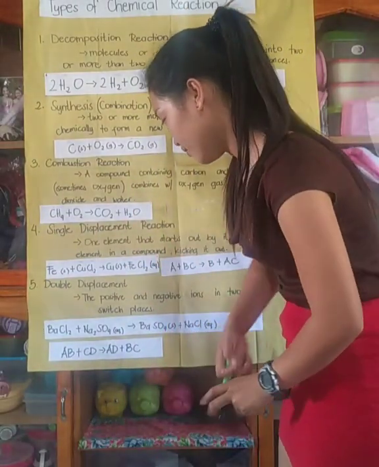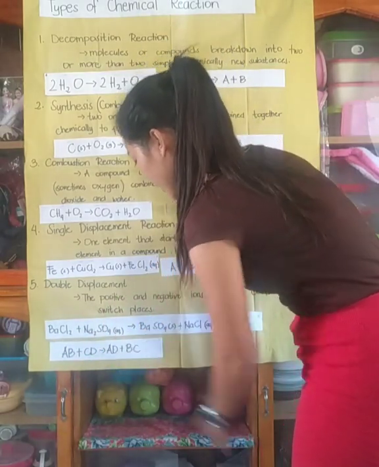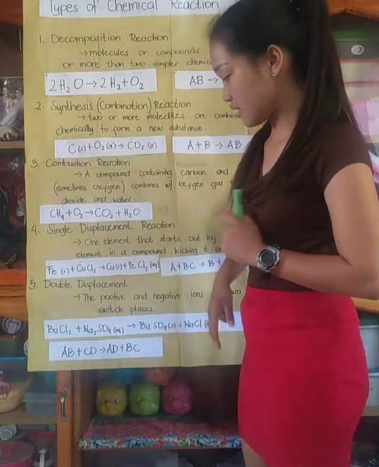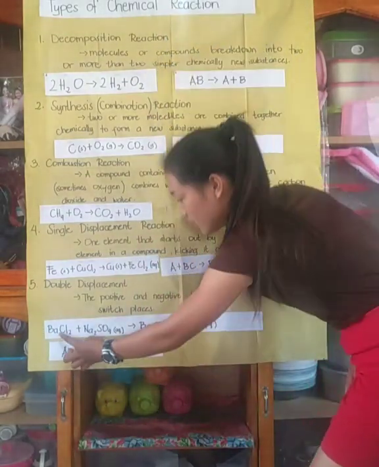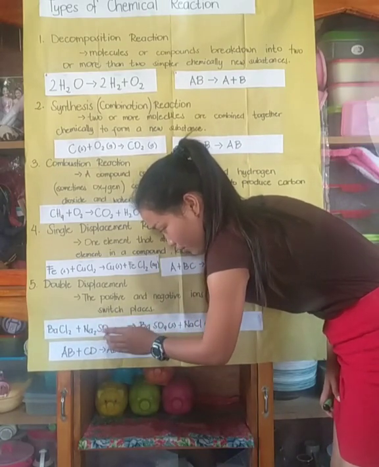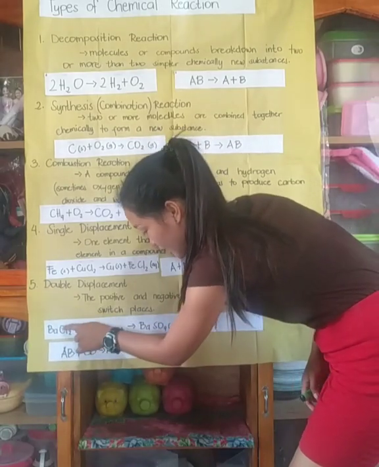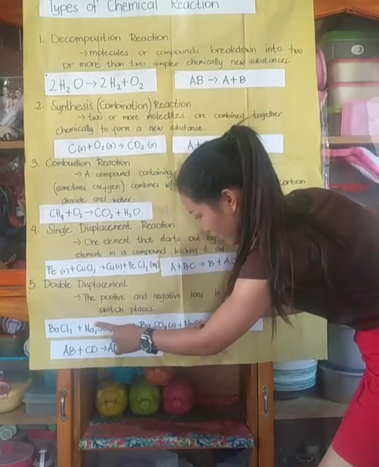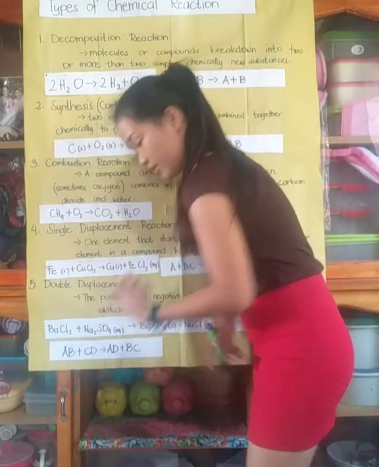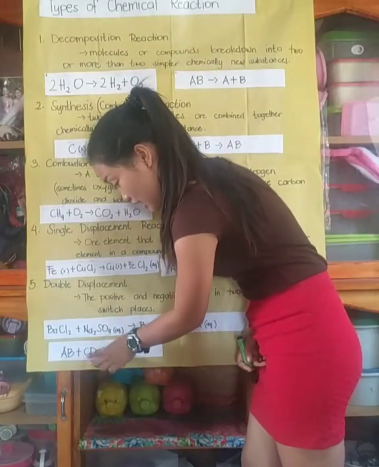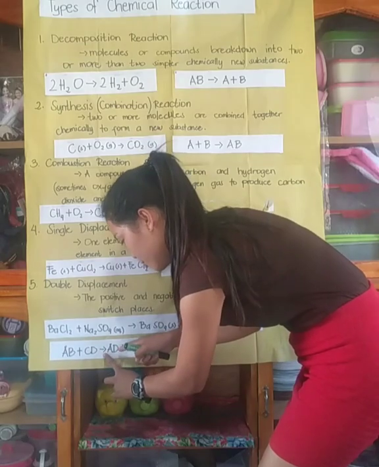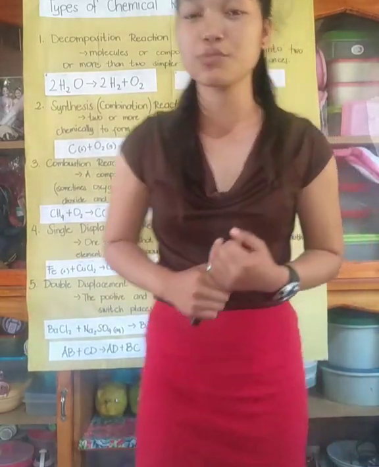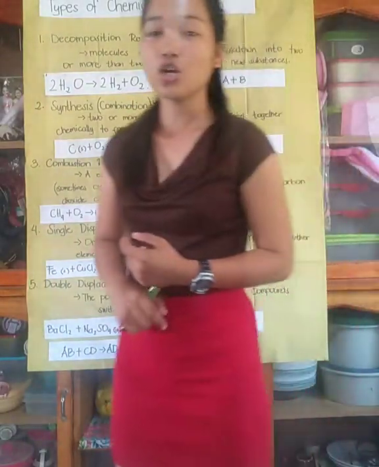Example is Ba, barium, then Cl is chloride. And then we are going to pair them. Example is Ba, then they are going to pair with SO4. Ba and SO4, and then Cl and Na, so NaCl. And on the other example, we have AB plus CD, and then they are going to be paired as A and D, and then B and C. So that is my report about the types of chemical reaction.